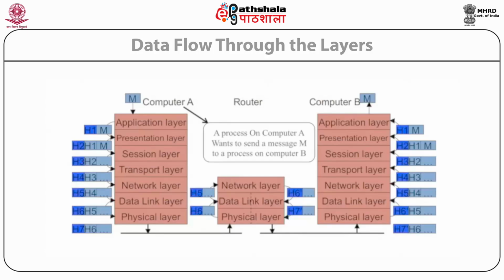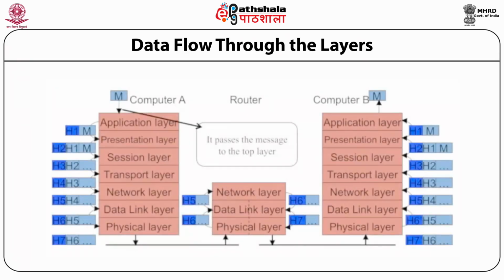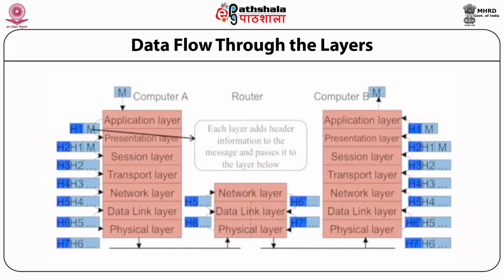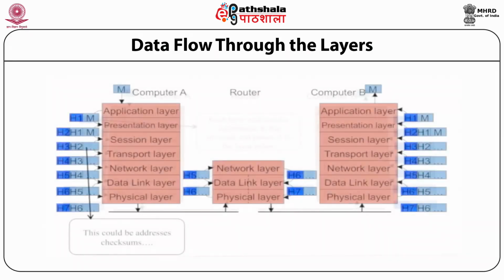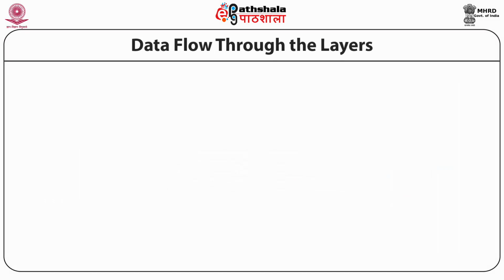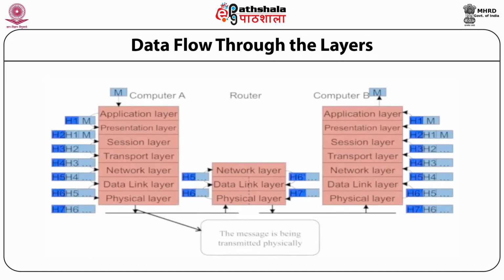Now, the application layer passes the message to the next layer. Then each layer adds a header, H1 and so on, to the message and passes it to the next layer. The next one will be addresses or checksum, that is H3 added to this. Then H4 is added. Finally, H6 and H7 are added, and the message is transmitted physically to the next network equipment.